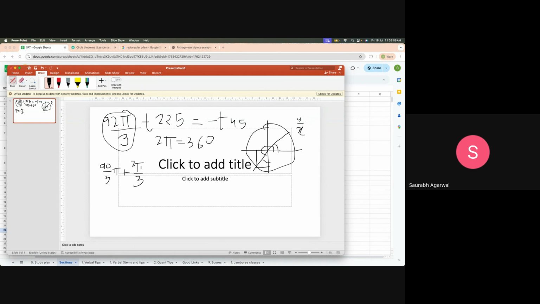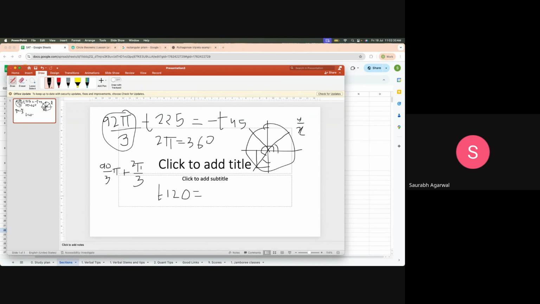So 120 degrees is basically this line. Here y is positive, x is negative. And this was 120. So now you have to calculate. Can you now tell me how you will calculate tan 120?